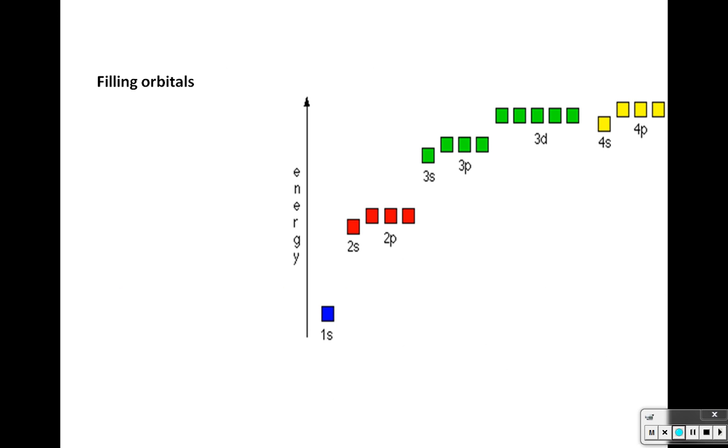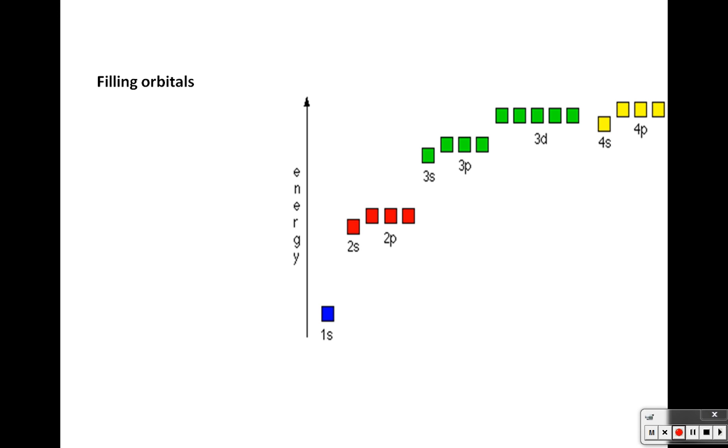So let's look at how we're going to fill the orbits. So there's a couple things. Before I give you any rules or anything like that, let's again just look at this diagram. This is a helpful diagram for you to use when filling orbits. You'll notice that energy is increasing from the bottom up. So if you go back to your Bohr model, the nucleus would be on the bottom of this diagram below the blue box that says 1s.